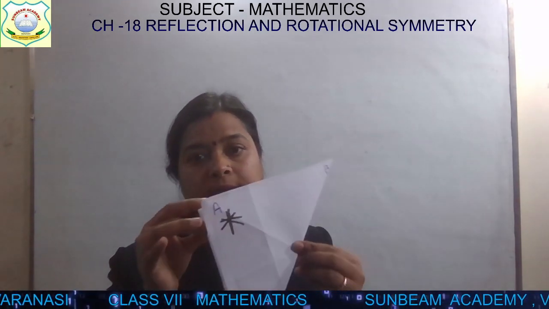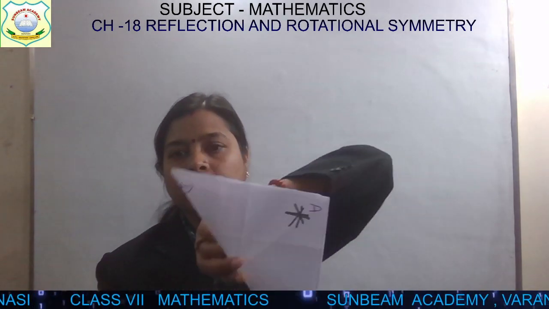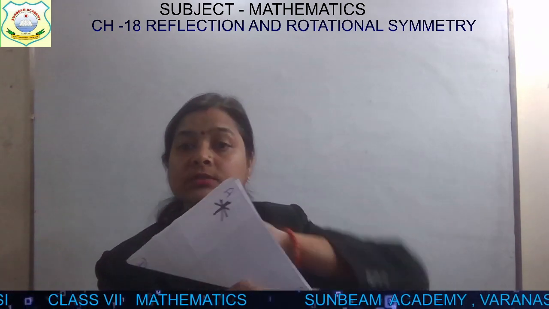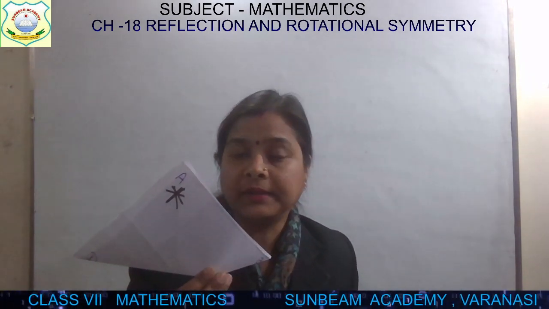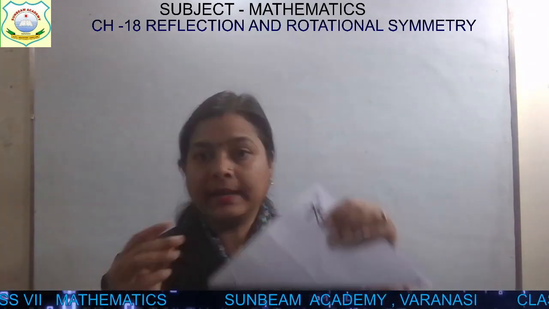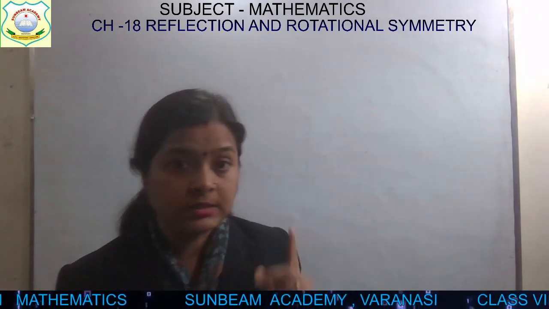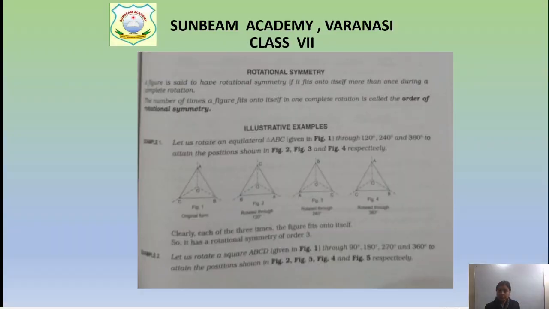After rotating it, no, you are not getting it. Only one time you will get it, because it is not an equilateral triangle. Just take an equilateral triangle and you will see that you will get the same figure three times. So, the order of rotational symmetry of an equilateral triangle is how much? Three, children.